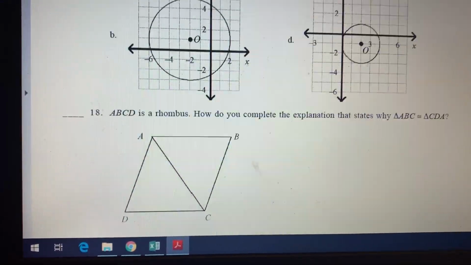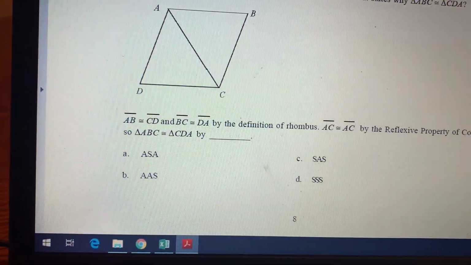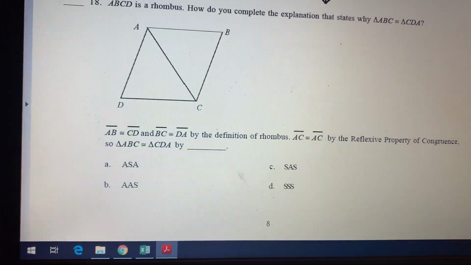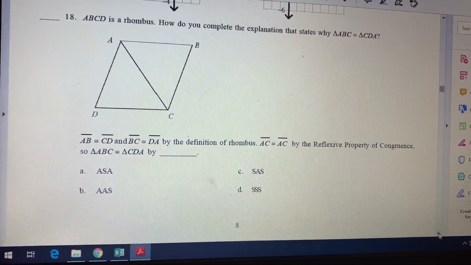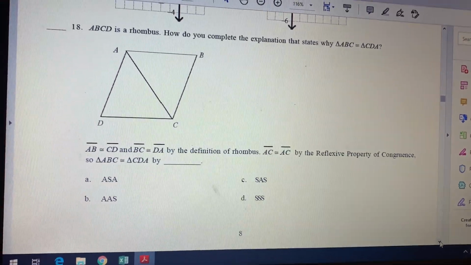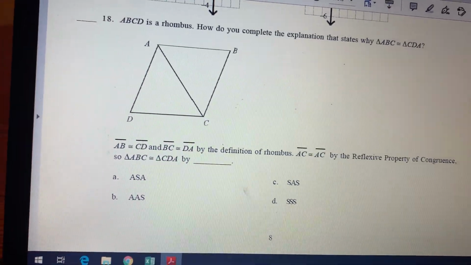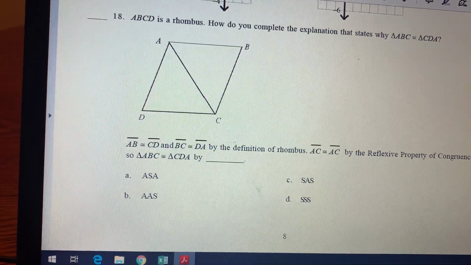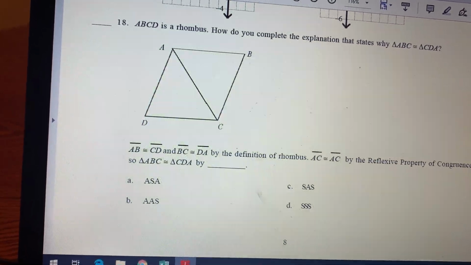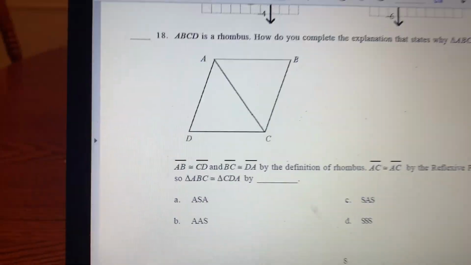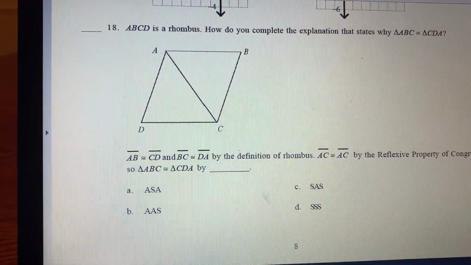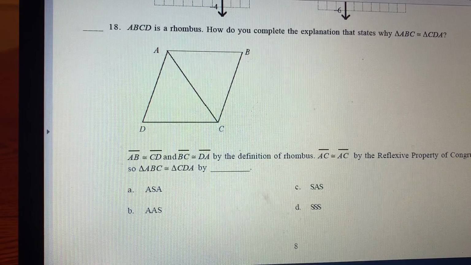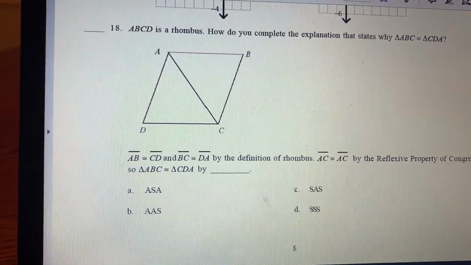All right, 18. ABCD is a rhombus. So I'm going to try to read this while I'm erasing with one hand. How do you complete the explanation that states why triangle ABC is congruent to triangle CDA? So let me draw this rhombus, again, one-handed while I am talking and recording. AB is congruent to CD, and BC is congruent to DA by the definition of a rhombus.